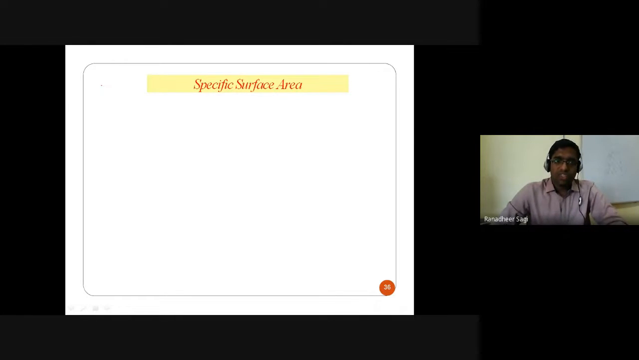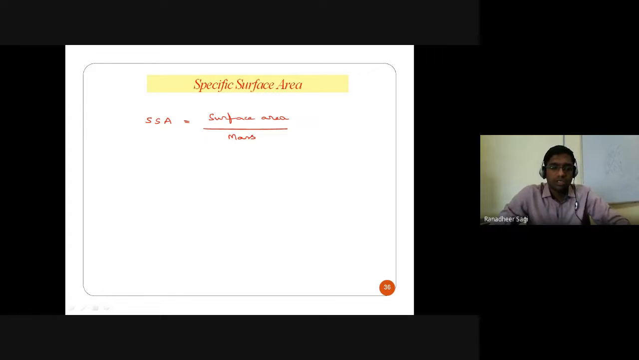So specific surface area, SSA, is defined as the surface area of the soil particles divided by the mass of those soil particles. Okay, so it is defined as the total surface area of all the individual particles existing in a given mass of the soil. That's how we define specific surface area.